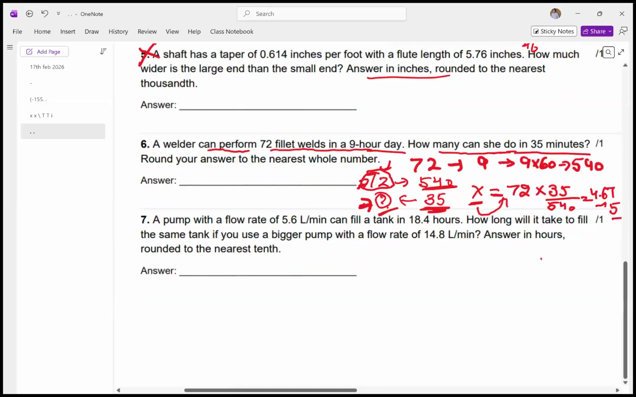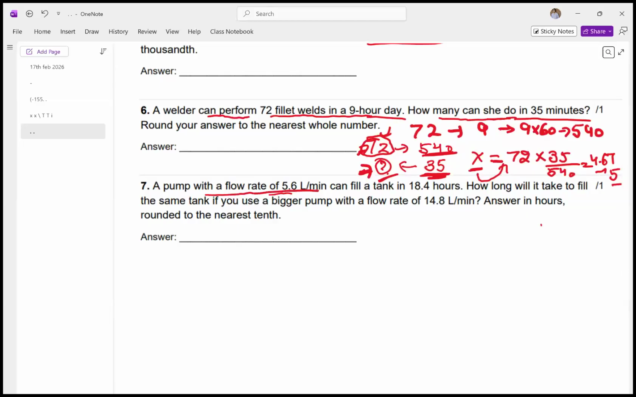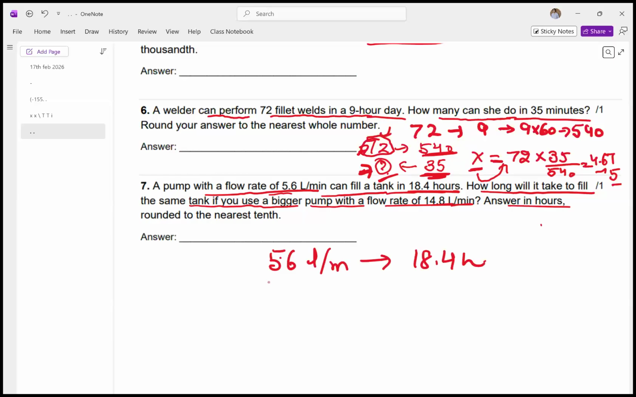All right, let's look into the next question now. A pump with a flow rate of 5.6 liters per minute can fill a tank in 18.4 hours. How long does it take to fill the same tank if you use a bigger pump with a flow rate of 14.8 liters per minute? Answer in hours. So 5.6 liters per minute can fill in 18.4 hours. Obviously, if the flow rate has gone up, it means more water per minute is coming in, so it should take less time.